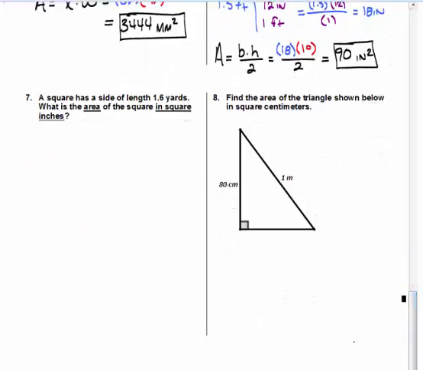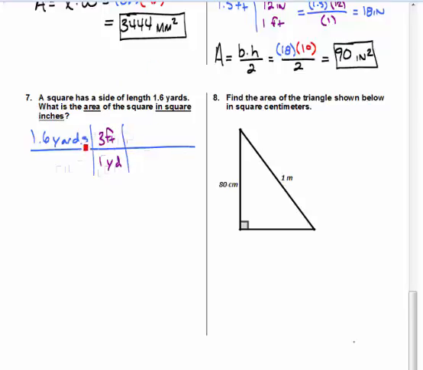All right, the next one says a square has a side of 1.6 yards. What is the area of the square in square inches? Okay, so for this one we're going to have to first convert 1.6 yards to inches. And again, feel free to pause or stop and get out your notes for this one from the previous section. And if you'll remember, on this one there are 3 feet and 1 yard. So I'll put 1 yard here, so it'll divide out equals 3 feet in the numerator.